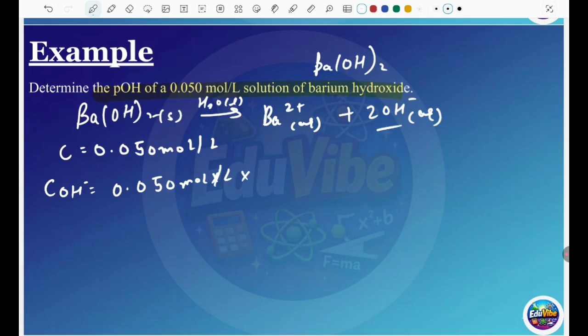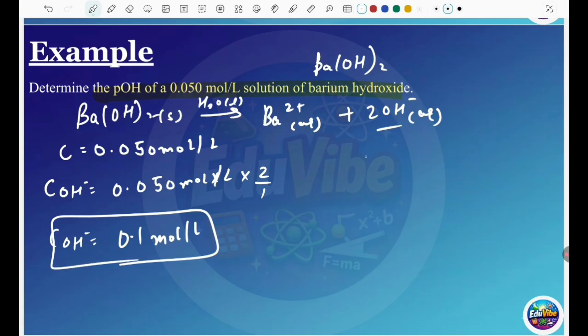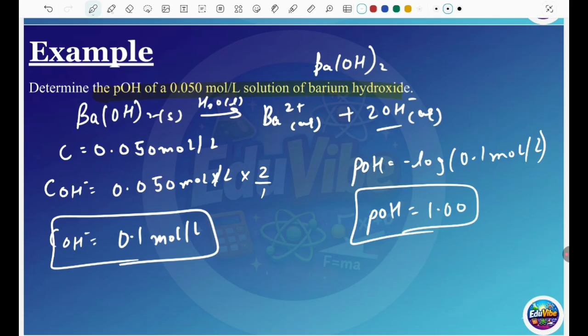You have to multiply this by 2 divided by 1. So the concentration of OH- is basically 0.1 moles per liter. Now we have to find the pOH. So minus log of 0.1 moles per liter. You will get a pOH of about 1.00. That's why I put 2 zeros after the decimal. So that's how the pOH works with the hydroxide ion concentration.